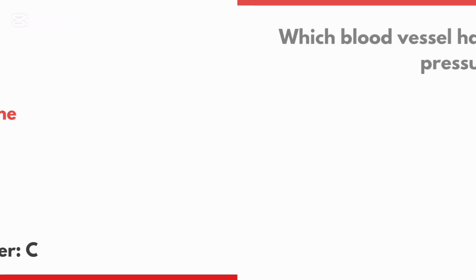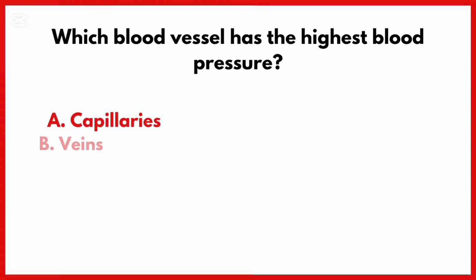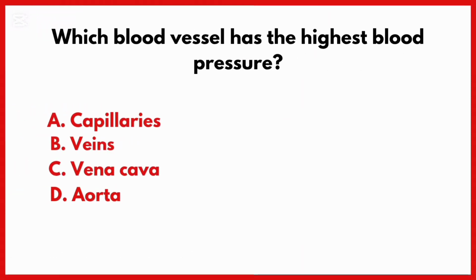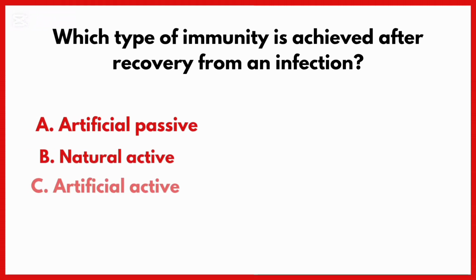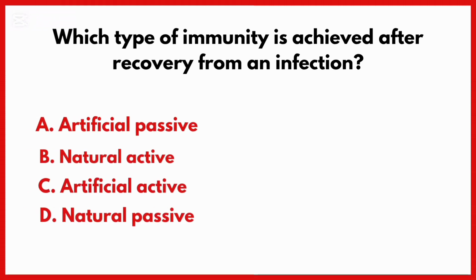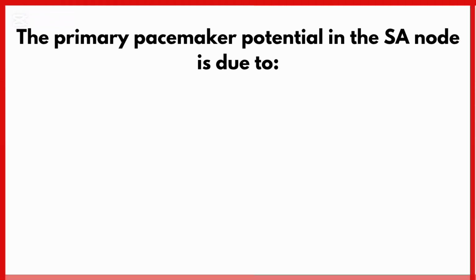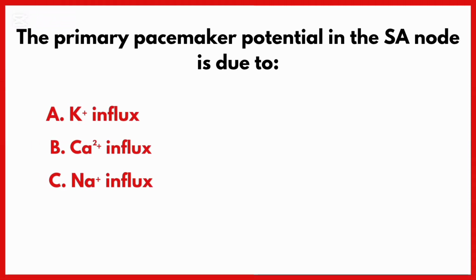Calcitonin. Which blood vessel has the highest blood pressure? Correct answer is option D, aorta. Which type of immunity is achieved after recovery from an infection? Correct answer is option B, natural active.